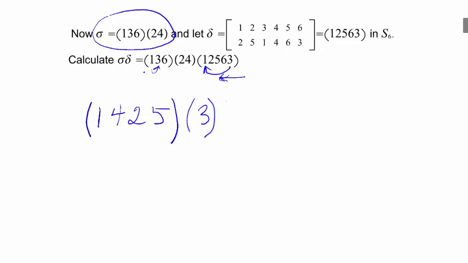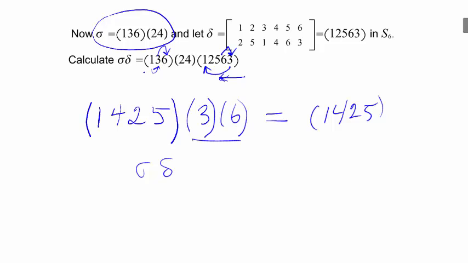And let's see, we better check 6. We haven't checked that yet. 6 is sent to 3, and 3 is sent to 6. So yes, 6 is fixed, and I would write this product as just the 4 cycle, 1, 4, 2, 5. You don't need to include those in the notation. You just assume 3 and 6 are fixed. So that is sigma delta.